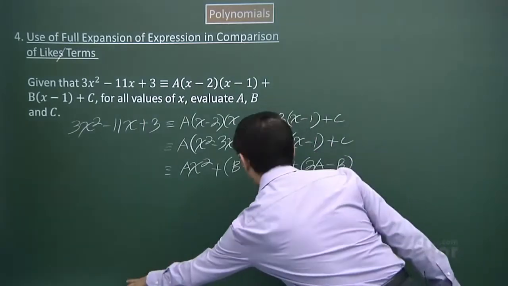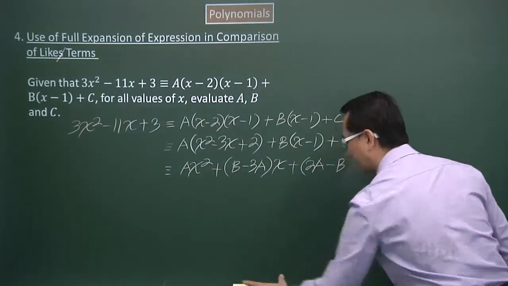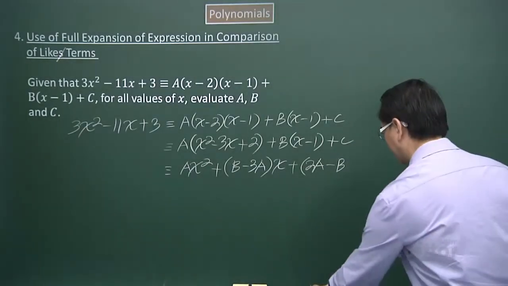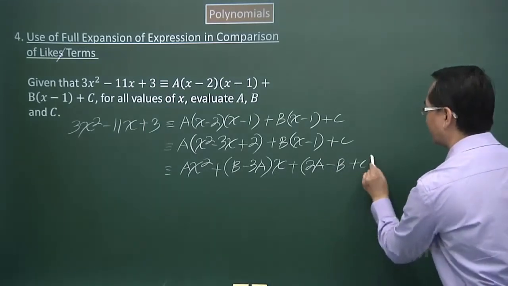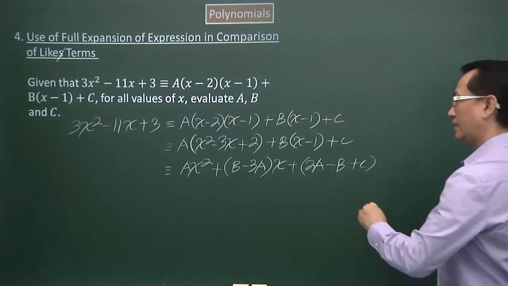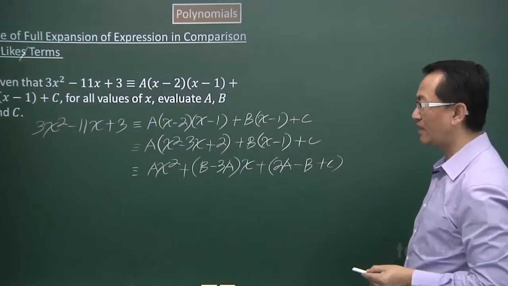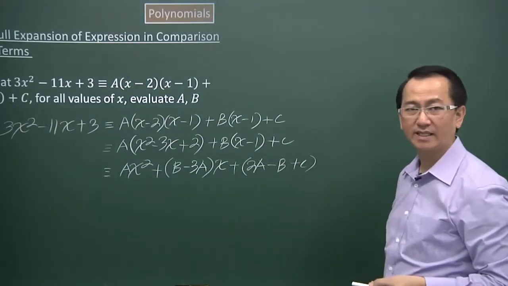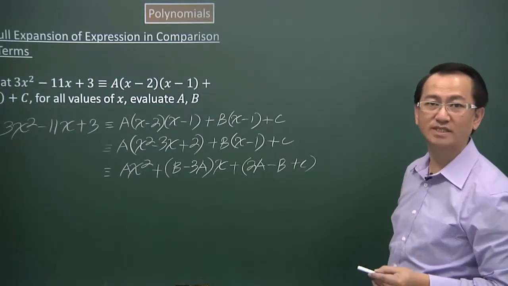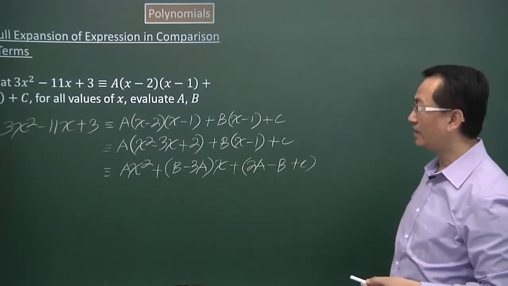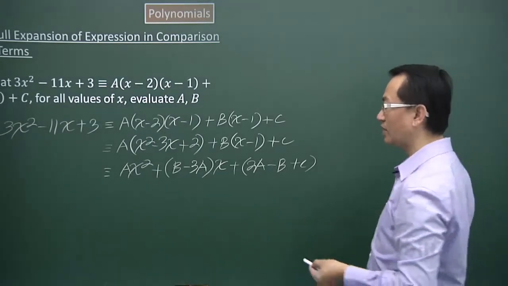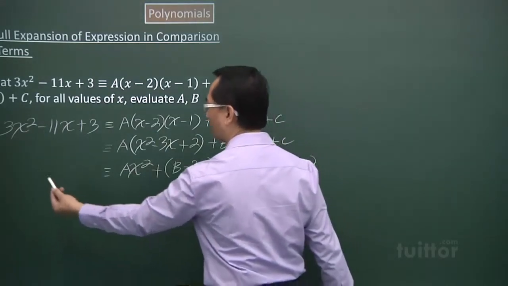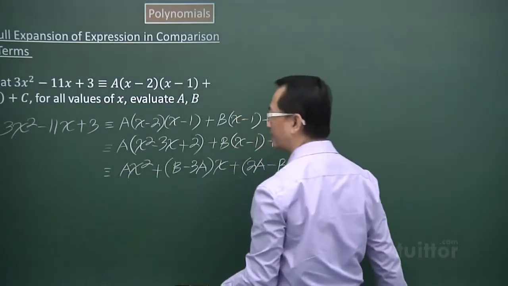And then also the constant term, plus c. It's not difficult to expand fully, but when the expression becomes complicated, sometimes there is no need to have this full expansion. But it's the foolproof approach, because then you can take this like term, x squared term, compared to the x squared term on the left-hand side.